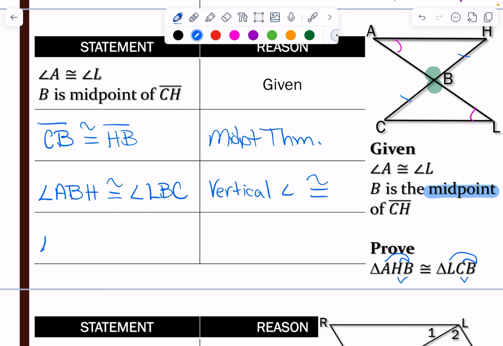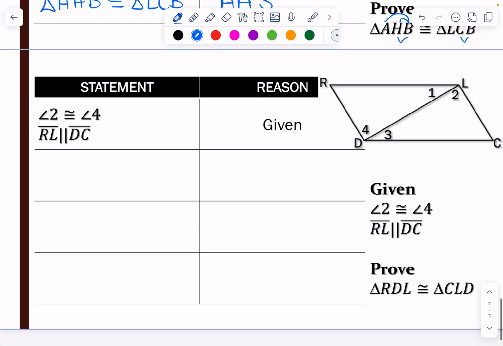So now I'm ready to write my triangle congruence. Triangle AHB is congruent to triangle LCB. Because AHB is congruent to LCB, I have two angles and a side not included, so that would be angle, angle, side. Okay, let's try this last one here.